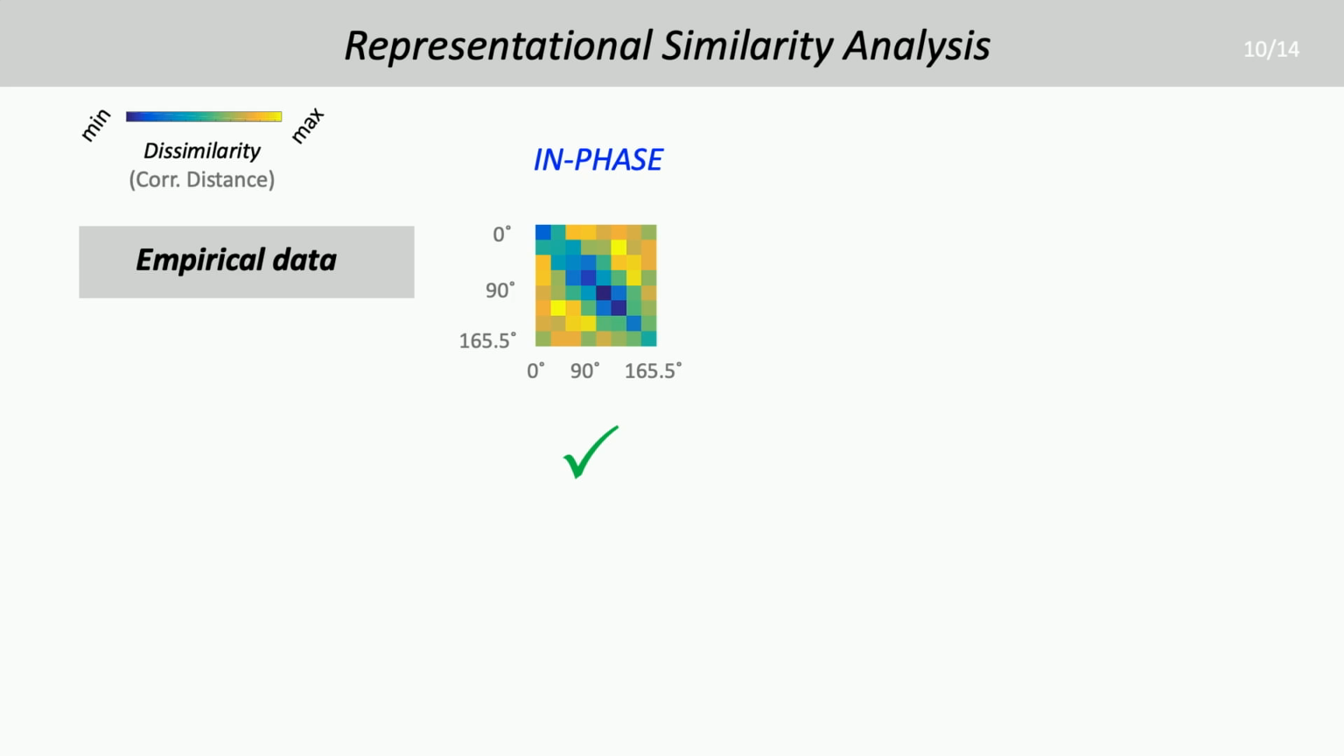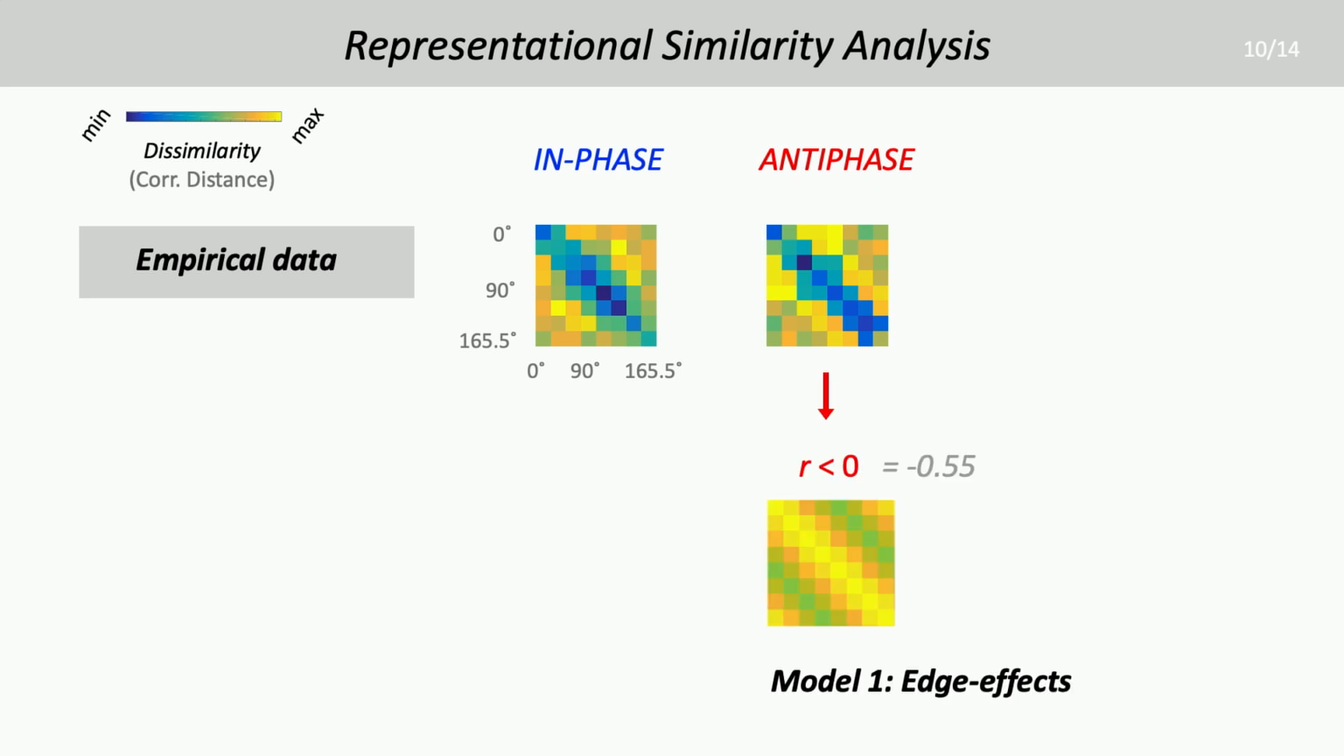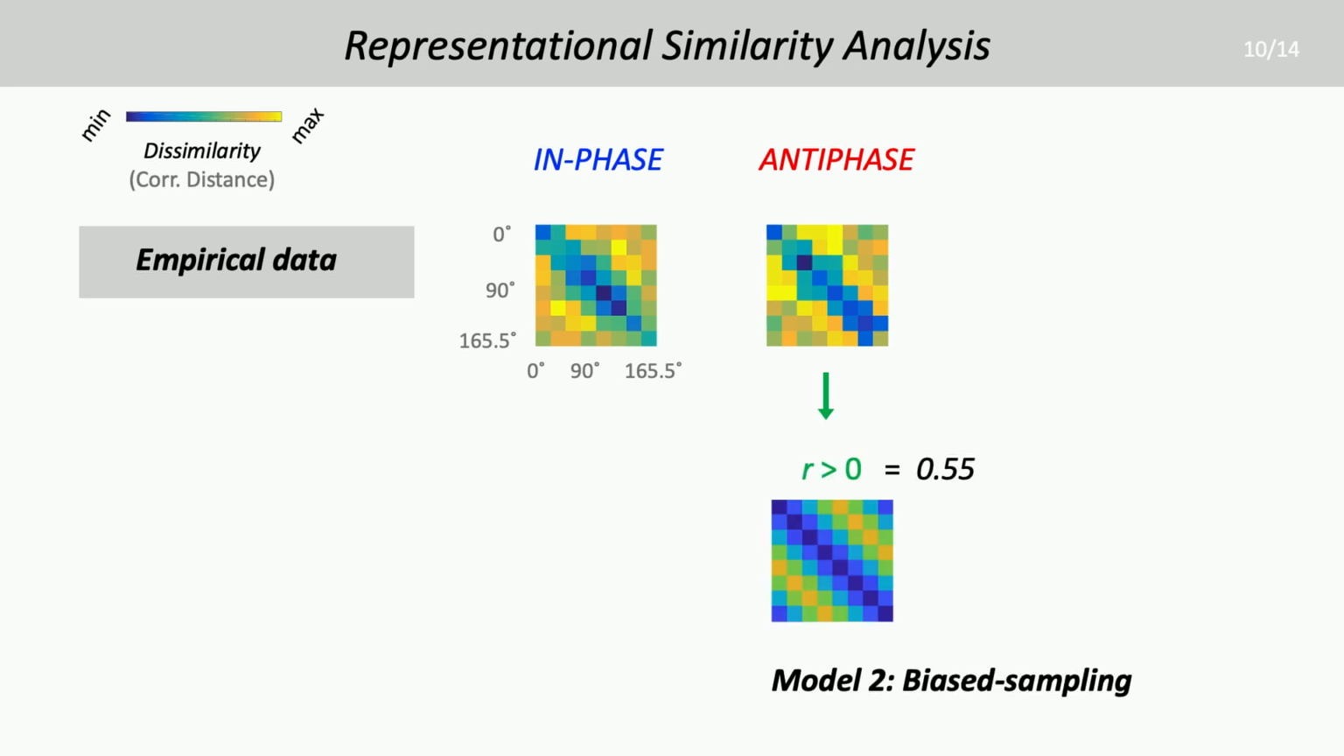Let's now uncover the results of the critical antiphase condition. Even to the bare eye, the antiphase condition looks very much like the in-phase condition, and the observed dissimilarity structure is inconsistent with the edge effect model. In contrast, the observed dissimilarity structure is consistent with the biased sampling model, as noted when inspecting the main matrix diagonal. Distances are close to minimal for both the empirical data and the biased sampling model.